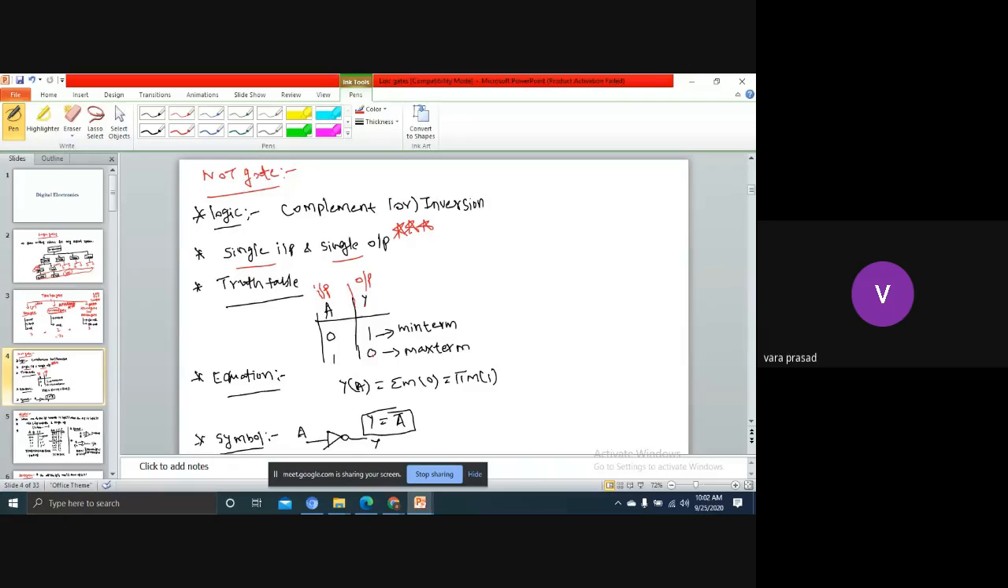And next one, listen carefully, this is important. We need to write the standard expression. We need to write the equation or expression. Technically, we can call it an expression. We can write it as a logic expression.